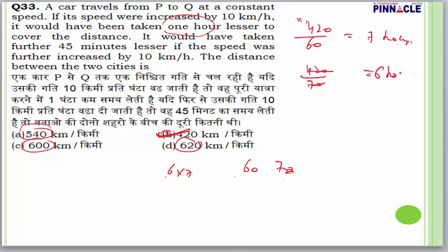Now it is taking 6 hours, so 1 hour lesser. It is satisfying the condition. It would have taken a further 45 minutes lesser if the speed was further increased. Now the speed is 80 km.